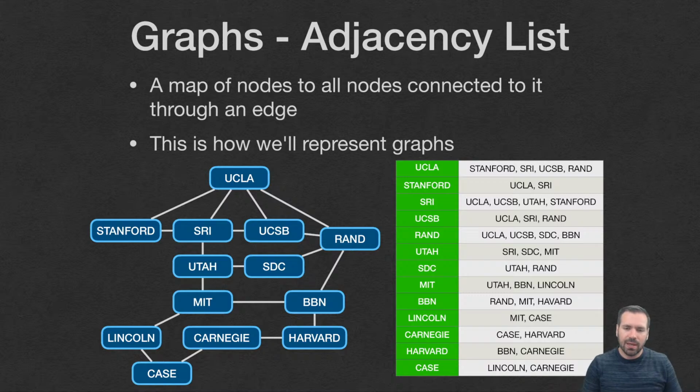You can only travel in that one direction. You cannot go back to the node where you just came from. In that case, every edge would not be duplicated. If it's only UCLA to UCSB, we'd have UCSB as a neighbor of UCLA, but UCSB would not have UCLA as a neighbor because you can't travel in that direction. So this is only the nodes that you can travel to.